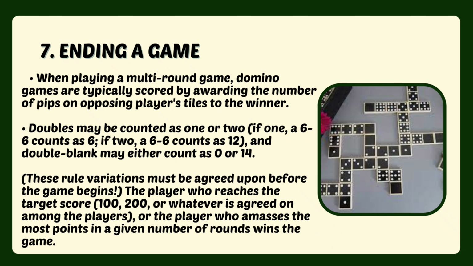When playing a multi-round game, domino games are typically scored by awarding the number of pips on opposing players' tiles to the winner. Doubles may be counted as 1 or 2. If 1, a 6-6 counts as 6; if 2, a 6-6 counts as 12, and double blank may either count as 0 or 14. These rule variations must be agreed upon before the game begins. The player who reaches the target score, 100, 200, or whatever is agreed on among the players, or the player who amasses the most points in a given number of rounds, wins the game.